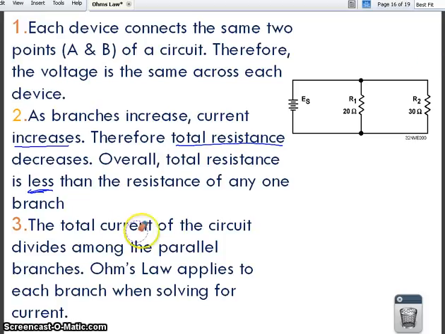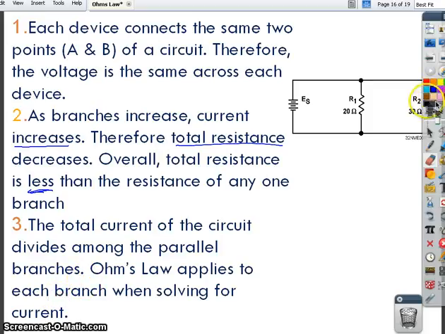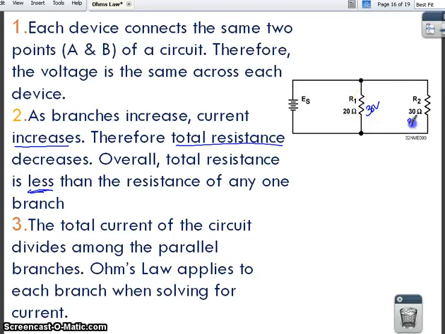The total current of the circuit divides among the parallel branches. Ohm's law applies to each branch when solving for current. Okay, so let's go back to our example here. We have 36 volts here. We have 36 volts here. Okay, we're going to use Ohm's law for each branch. So V equals I times R, and we're trying to solve for current.